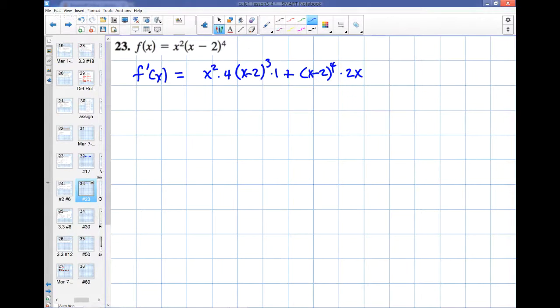As is always the case, it seems like sometimes the simplification is more of an issue than the derivative. So anyway, let's keep going here. So this is 4x squared times x minus 2 cubed.